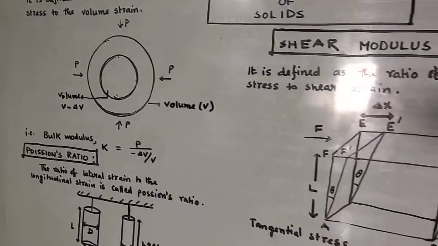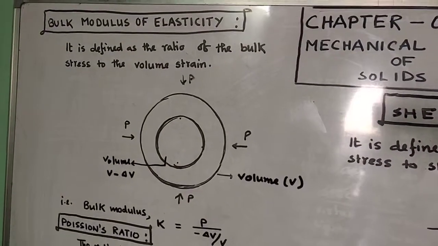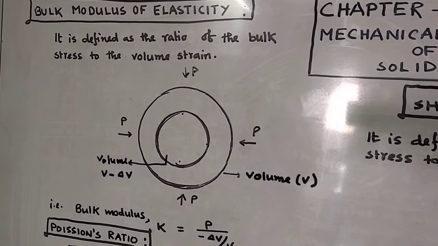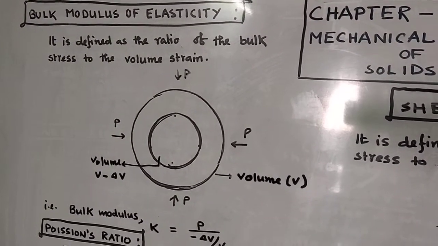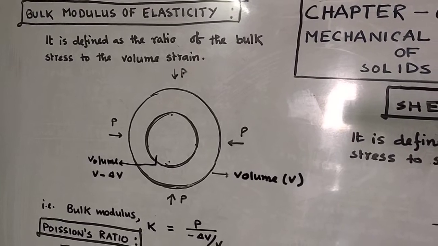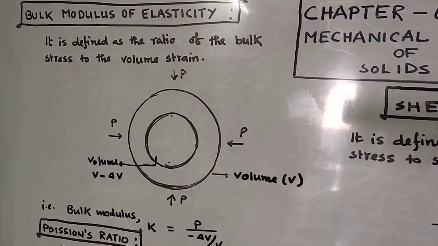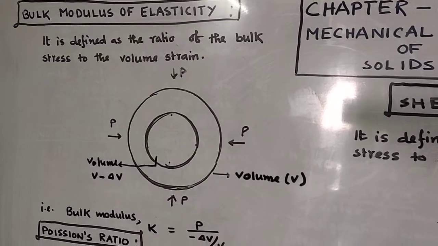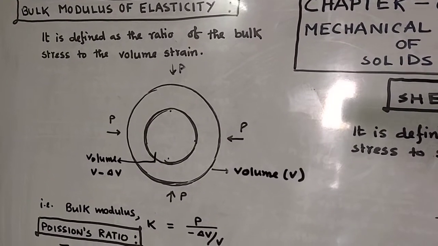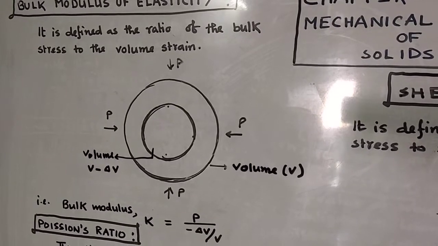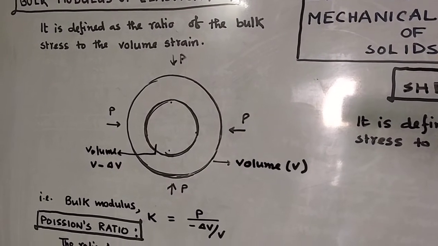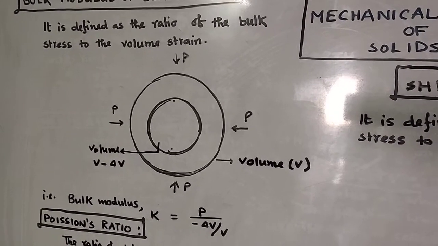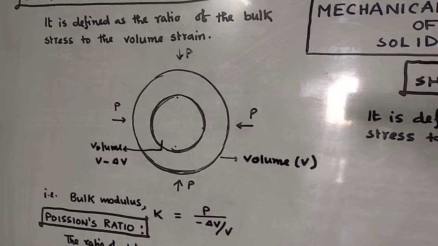Now next one which we are trying to define is bulk modulus of elasticity. So bulk modulus comes when you put an object inside liquid. So what will happen? Liquid exerts pressure in all directions on the object. So let me define what is bulk modulus. It is defined as the ratio of the bulk stress to the volume strain. Now when you put the object inside the liquid, due to the pressure, the volume decreases. So initial volume is V and the final volume is V minus delta V due to the application of the pressure P in all directions.